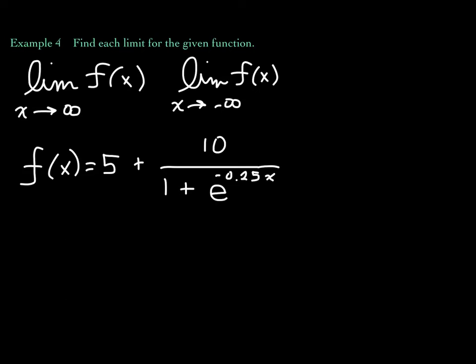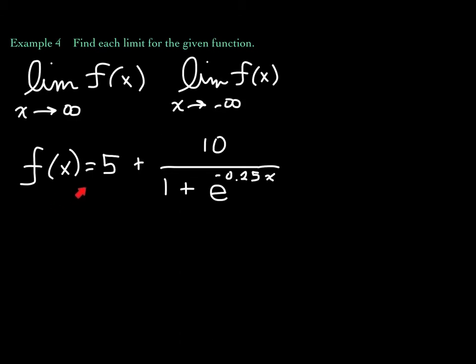Check out this example. It's pretty cool. Find each of these limits: the limit of the function as x approaches infinity and the limit of the function as x approaches negative infinity. So your x values are growing arbitrarily large, and then your x values will decrease without bound. And here's the function we're talking about.